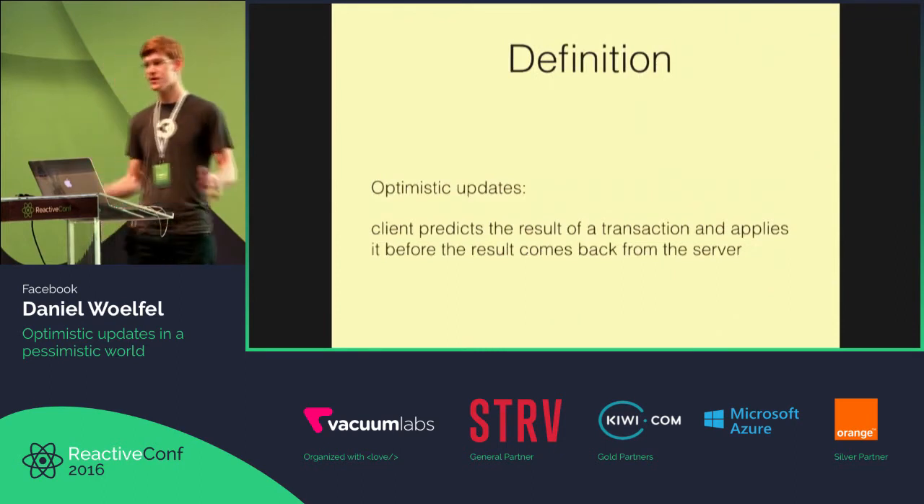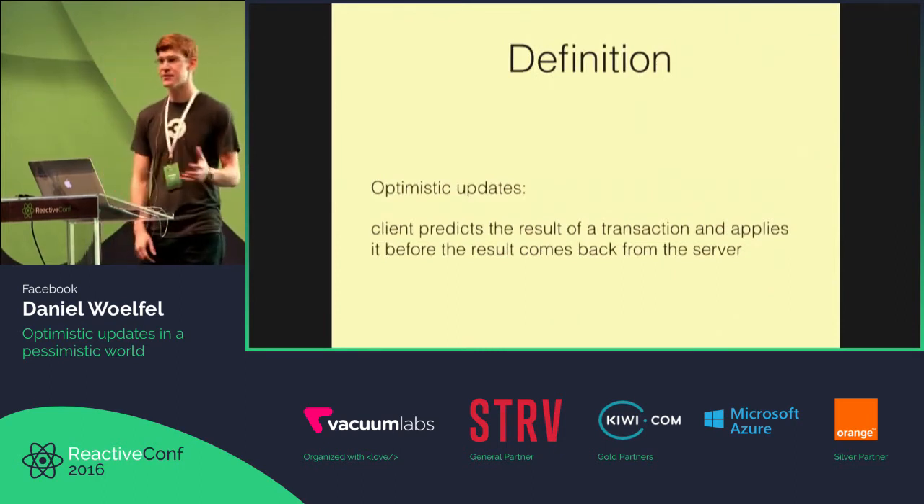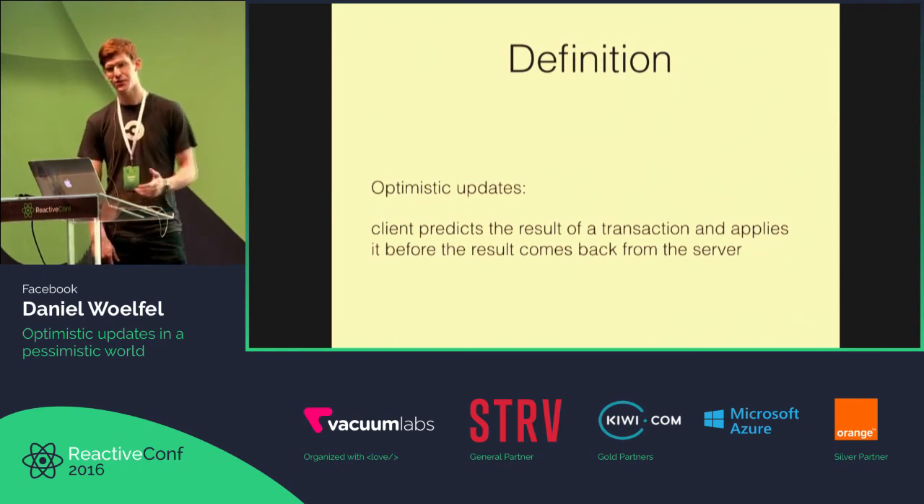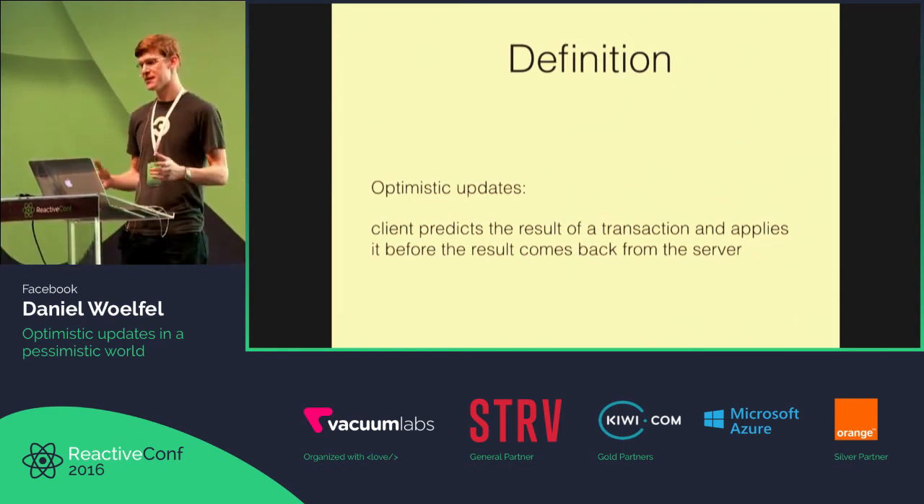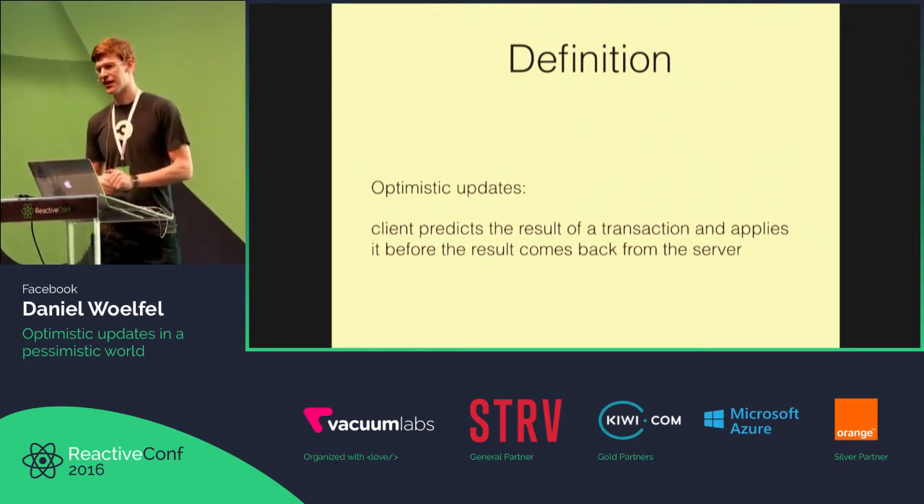Okay, so we'll start with a definition. What are optimistic updates? An optimistic update is when the client predicts the result of a transaction and then applies it before the result comes back from the server. It's called optimistic because the client has to have a fairly rosy outlook on life if it's going to assume the server returns what it expects.